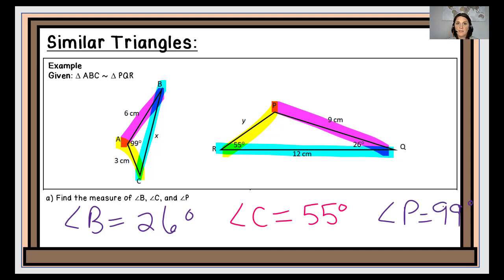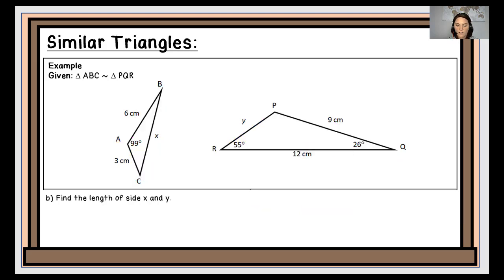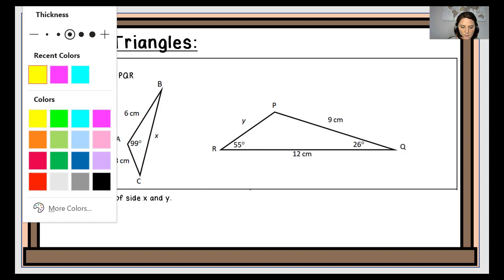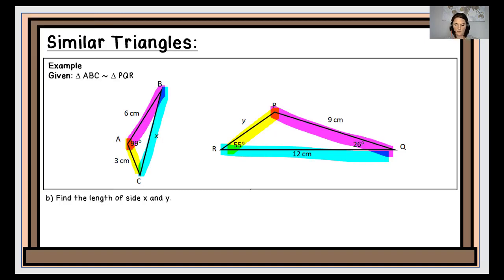Okay, let's see if we can find the missing side length now. So we're going to find the length of side X and the length of side Y. To find the lengths, we need to look at the ratios. So we need to find which two side lengths have both measures given. If I look at the pink highlight, AB and PQ on my two triangles, those are the only two side lengths where I'm given both measures in the big triangle and the little triangle. So that's where we're going to get our scale factor, or the K value.